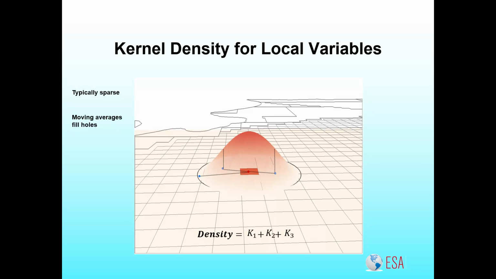So for all of our local variables, a lot of times you're not going to have a value directly on your field, so you're going to have to go out in the search distance and then smooth it out and get a value that way.